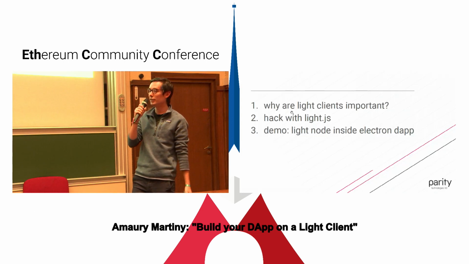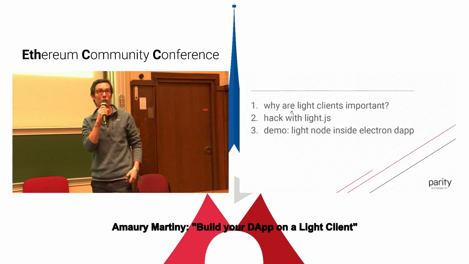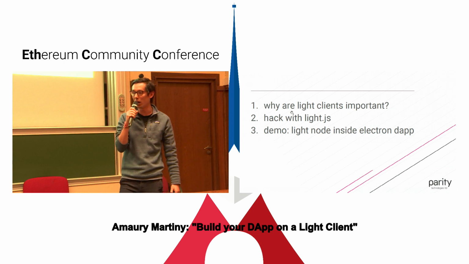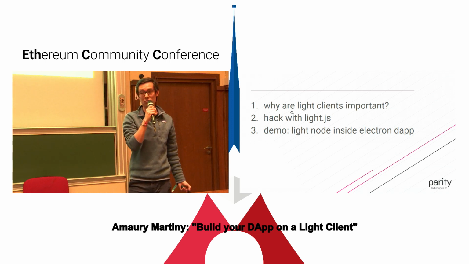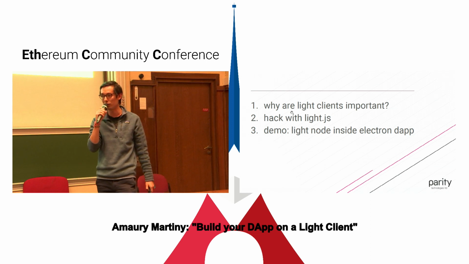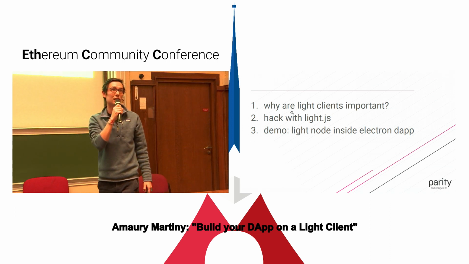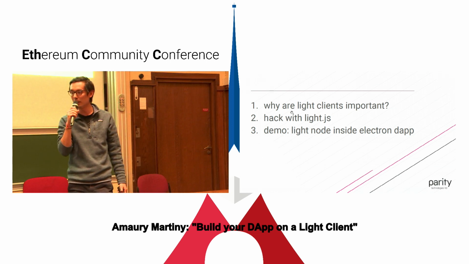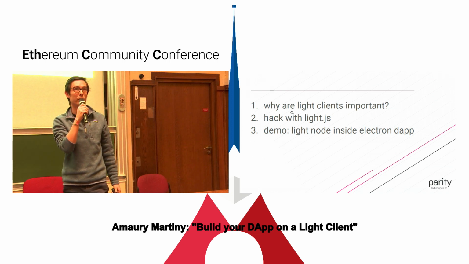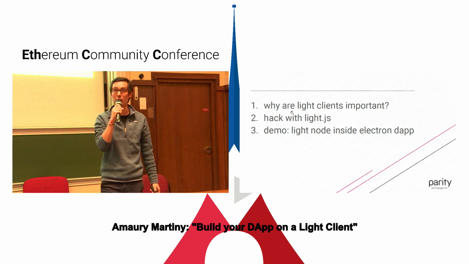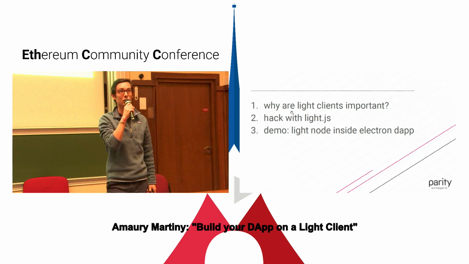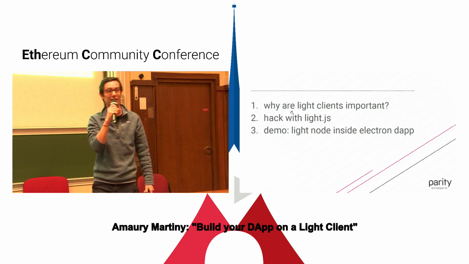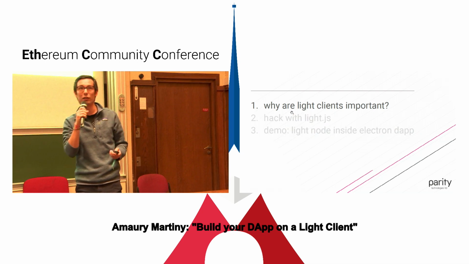So today my talk is going to be separated into three parts. First of all, I'm going to answer the question: why do we even want to build dApps on top of light clients? Second part, how to hack with Light.js, a JavaScript library. And third part, a small and quick demo of Feather, which is a light node inside an Electron app using Light.js. So let's start then with the first part.